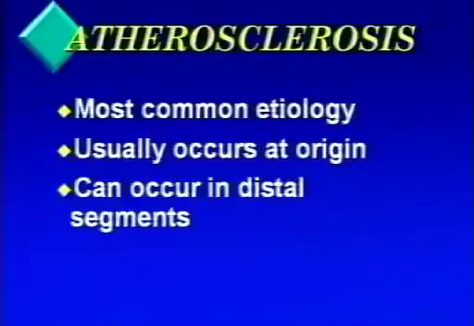Now, atherosclerosis is the most common etiology of renal artery stenosis. It's very frequently seen in men, and it usually occurs at the origin. However, we can have tandem lesions that occur within the vessel, or we may have just an isolated distal stenosis. So when we're evaluating the renal arteries utilizing the direct method, it will be very important that the entire length of the renal artery is evaluated from its origin all the way to the hilum of the kidney.